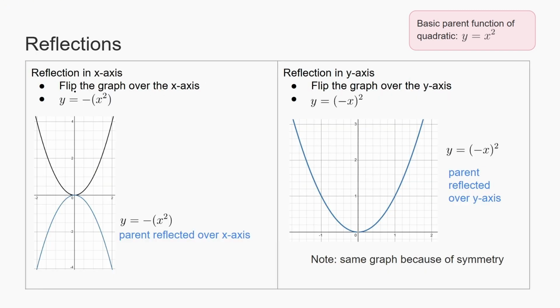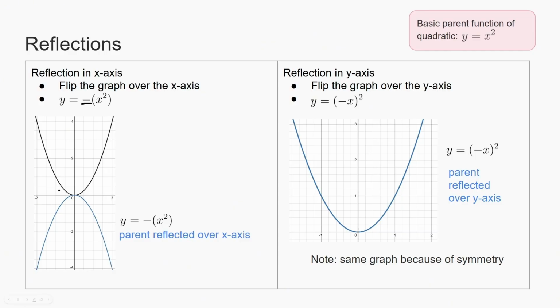So we have reflections in the x-axis first. In this case, we flip the graph over the x-axis, which is right here. As you can see, we're kind of flipping it upside down. So this becomes y equals negative x squared. So we're just putting this negative right here. We're putting it outside this parent function of x squared. So all the positive values now turn negative.